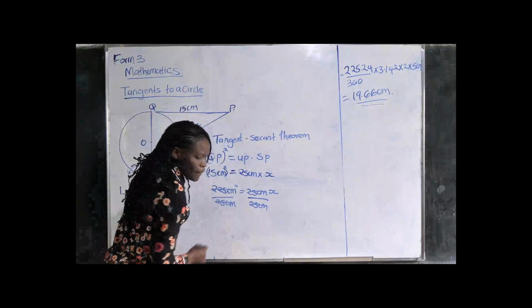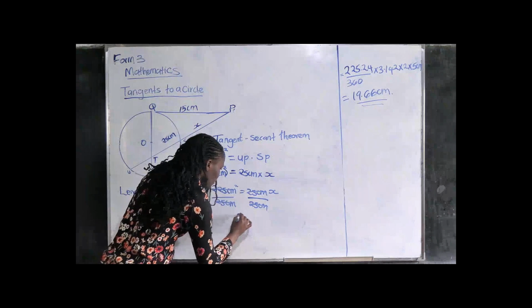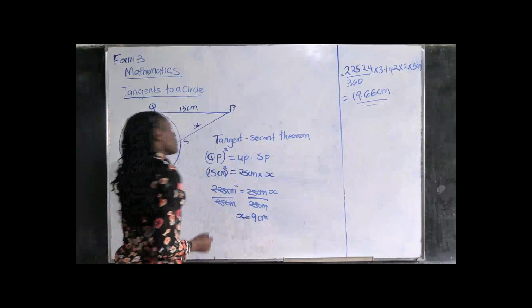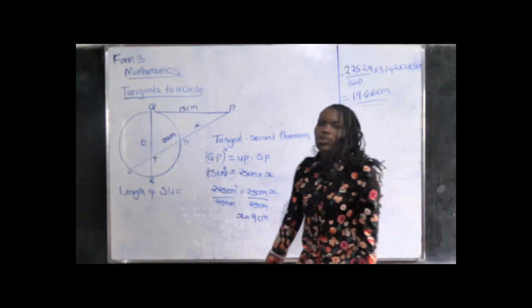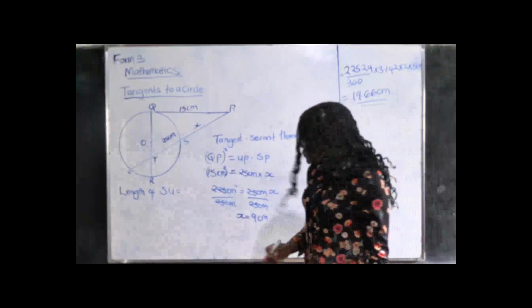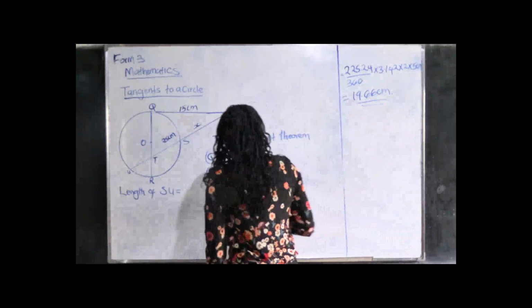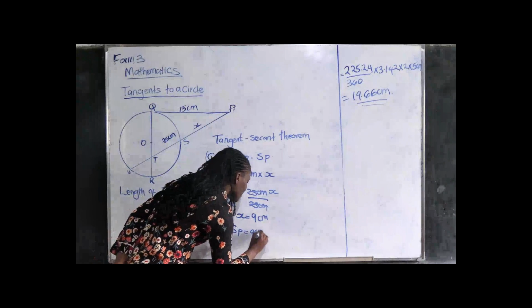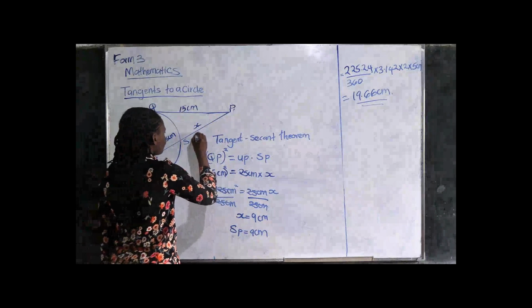It goes there not really 8 times but 9 times. So my X will be 9 centimeter. 25 goes into 225 9 times. So after getting this, I have my SP, and SP is equal to 9 centimeter.